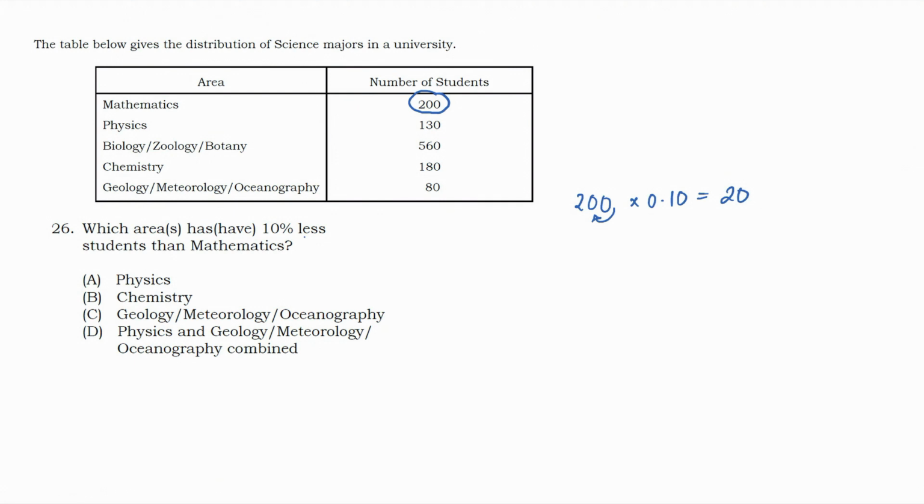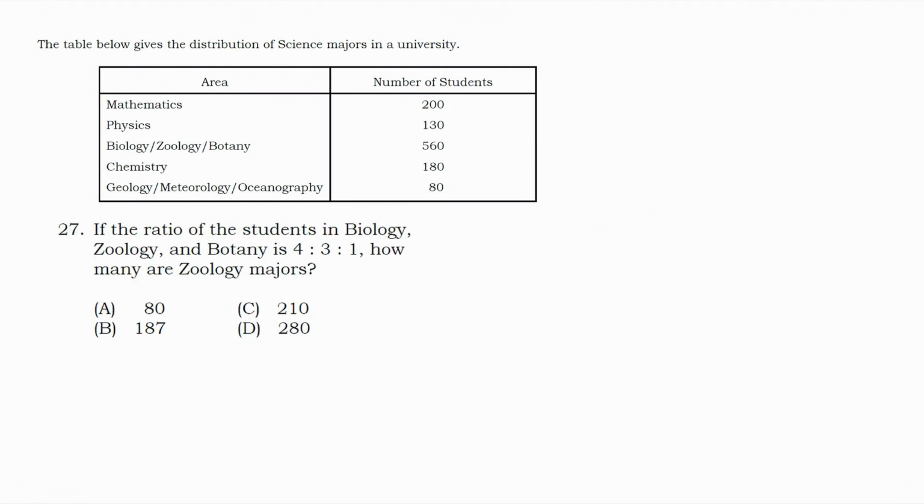So, sabi, ano daw yung area na may 10% less students? Pag sinabing less, ibig sabihin isusubtract natin yan. So, 200 minus 20 is equal to 180 students. So, saan ba dyan yung 180? Ito, yun sa chemistry. So, our answer for this one is letter B, chemistry. Number 27, if the ratio of the students in biology, zoology, and botany is 4:3:1, how many are zoology majors?